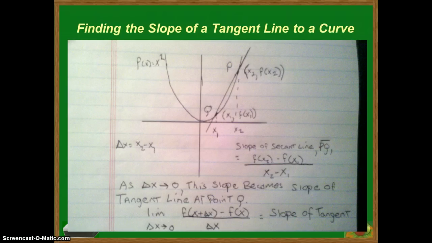As delta x gets close to 0, this slope becomes the slope of the tangent line at point Q. We can express this as the limit as delta x goes to 0 of f of x plus delta x, which is really just f of x2, I'm just expressing it in terms of x1 and adding the delta x, minus f of x, all over delta x. That will be our definition for the slope of the tangent.